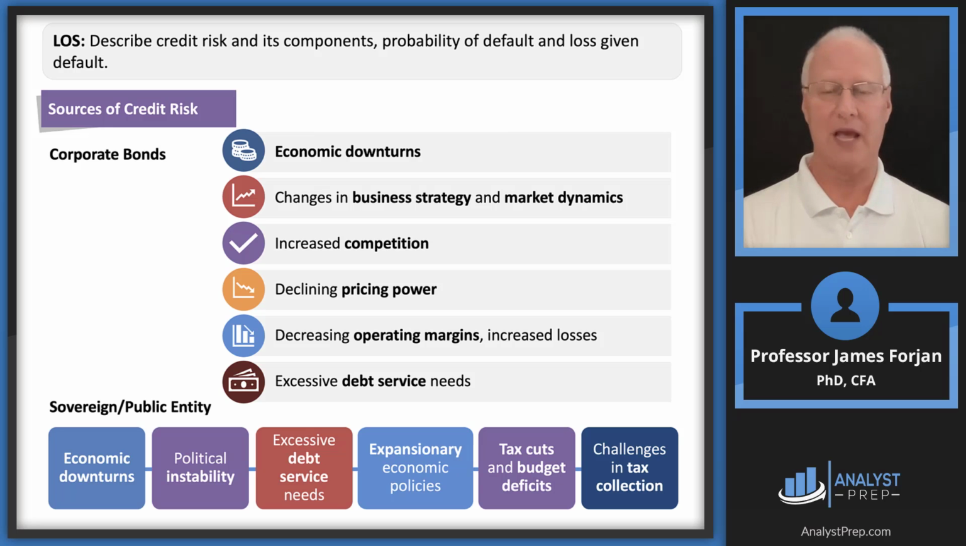Now, how about sources of credit risk for governments? Same thing, economic downturns. What does that mean? That means that we're going to be making less money as consumers, as taxpayers, which means our tax liability is going to be less.